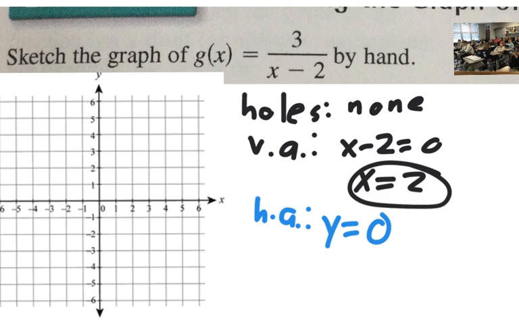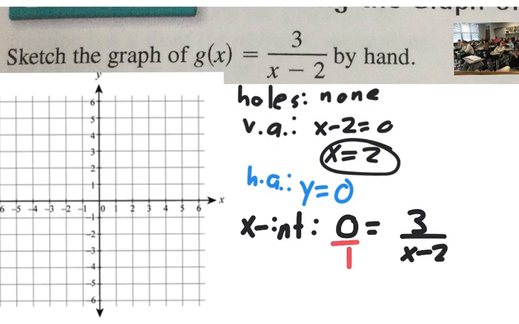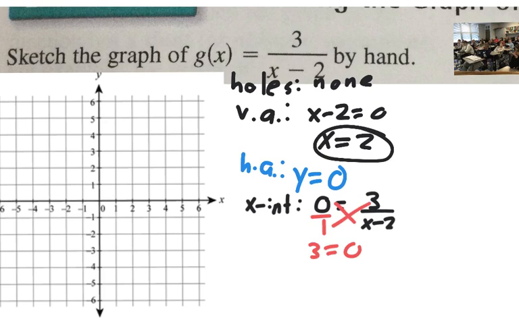Now, more things that we're going to need for our graph. We need to know any x-intercepts, and we need to know any y-intercepts. So how do we find x-intercepts? Well, what happens at every x-intercept? Y equals 0. So to find x-intercepts, we plug in 0 for y. So I'm going to set this equal to 0. That tells me 0 equals 3 over x minus 2. Now I would cross multiply there. That tells me 3 equals 0, which is a lot of fun. So what are my x-intercepts? There are none. When I cross multiply, I was trying to solve for x. X went away. That means there are no x-intercepts.